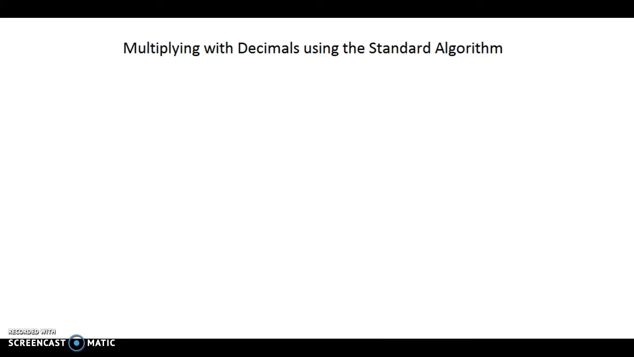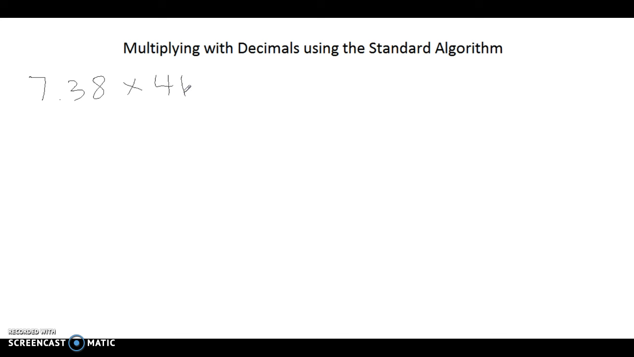Okay, today's lesson we're going to multiply with decimals using the standard algorithm. And the first thing we want to do is get our problem, 7 and 38 hundredths times 41. So today we're going to the hundredths place on our multiplication.